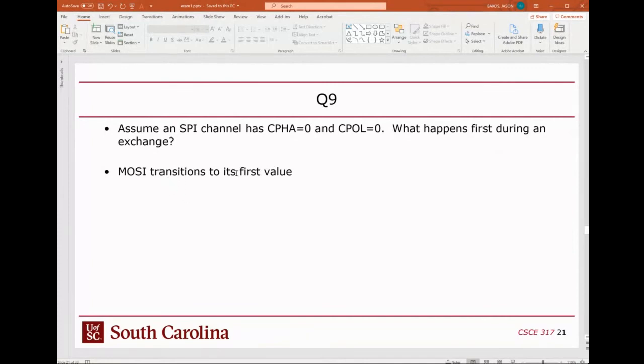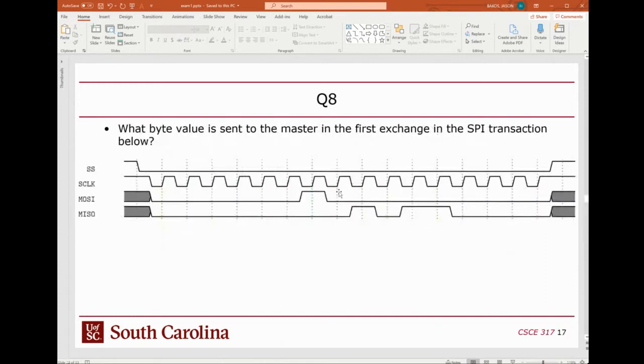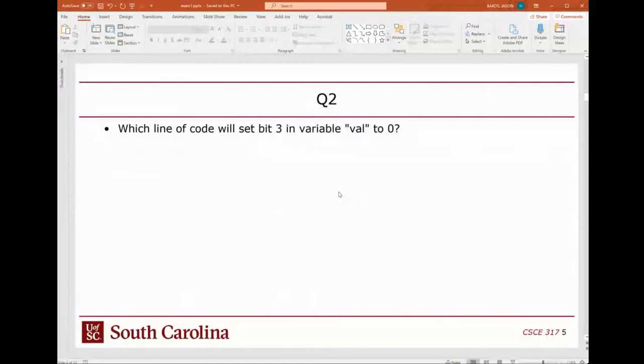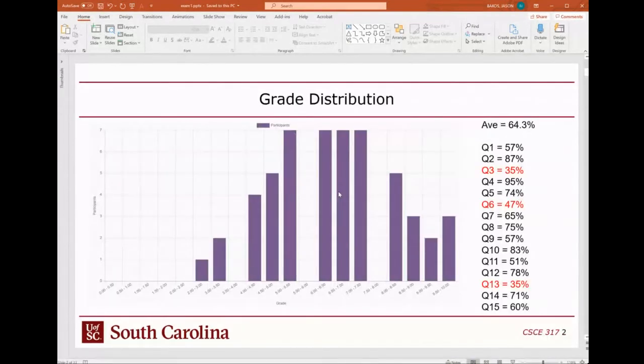So this one also was a little open-ended. You had to look at the options here. The answer was that the MOSI transitions to its first value. The idea here is that MOSI and MISO change before the clock when CPHA is 0. That was the point of this one, to understand what the implications of CPHA are. Sorry, I'm just curious how everyone did on that one.